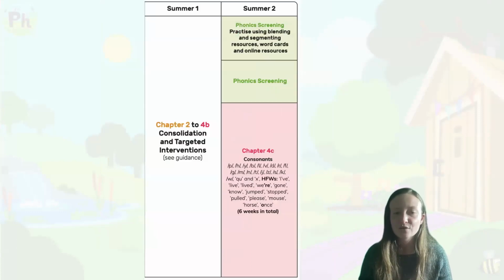And then moving into the summer term, we've got a big chunk of consolidation and targeted interventions. And we are just about to launch some new guidance to support with this and some recap planning to support this as well. And then in the summer term, we've got the phonics screening check. So a bit of preparation for that before starting the 4C. Now, if your children are absolutely flying with the progression in year 1, you might choose to start your 4C in the summer 1 term instead. That is up to you and your assessments.